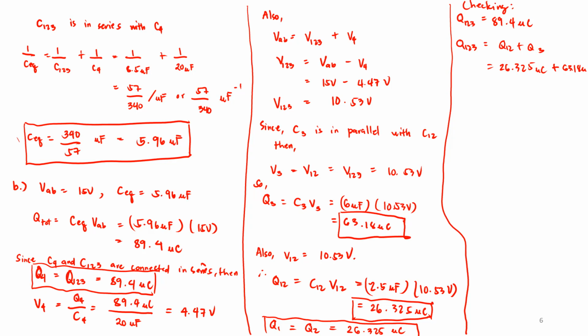Alright, so your Q123 is equal to 89.505 microcoulomb. Okay, so from here, we have Q12 plus Q3 is equal to 26.325 plus 63.18 microcoulomb, which is equal to 89.505 microcoulomb, which is just the same as your Q123. So these answers are correct. Now let us move on to the next problem.